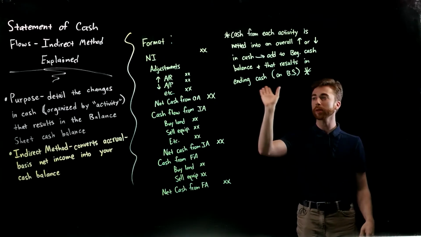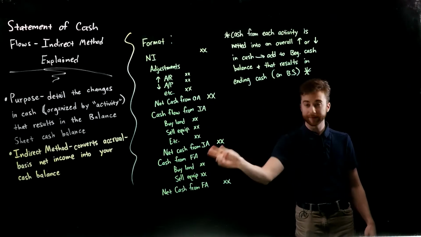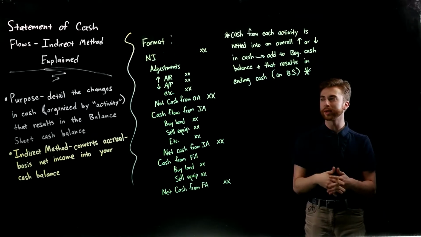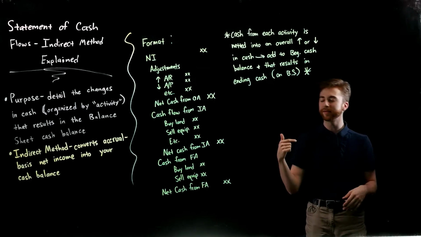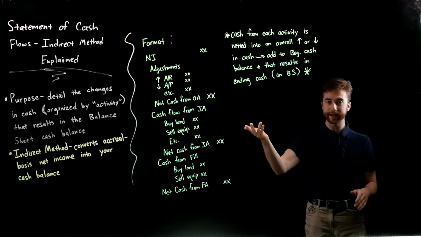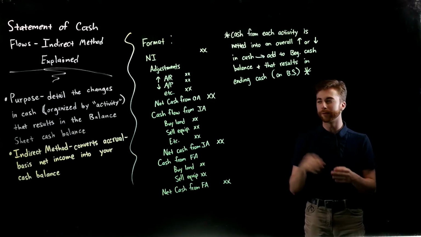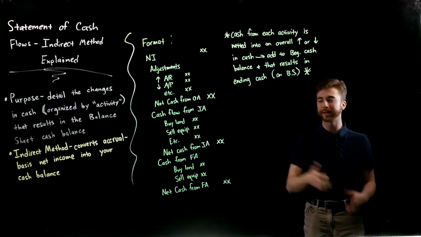Just to show you the general format of a statement of cash flows under the indirect method, we have it broken into operating activity, investing activity, and financing activity. One thing I want to say out the gate is that the investing and financing activity sections are going to seem a bit more straightforward than the operating activity section, because there's no such reconciling we have to do for those sections.